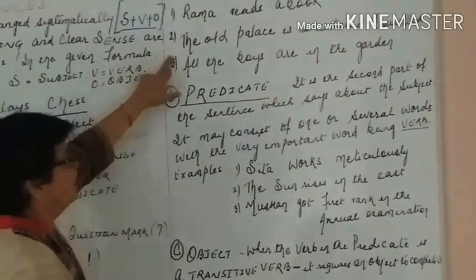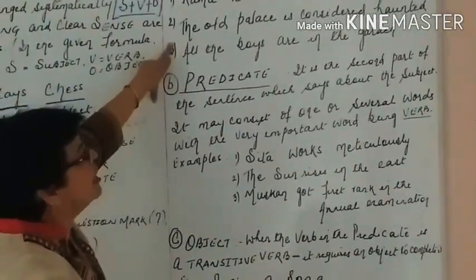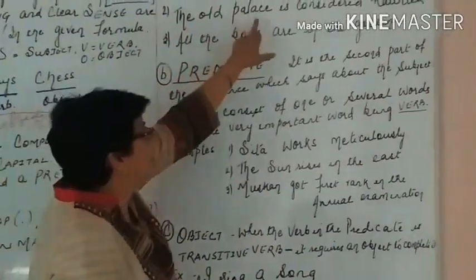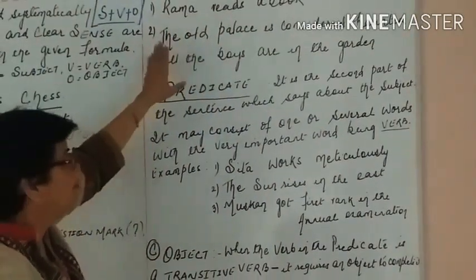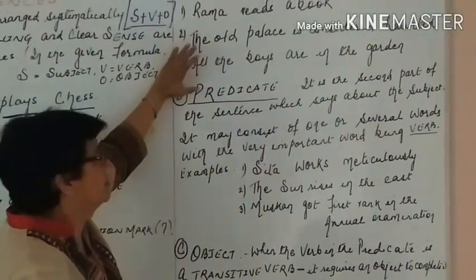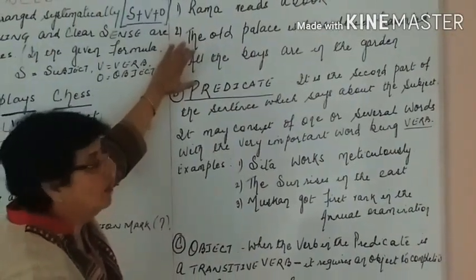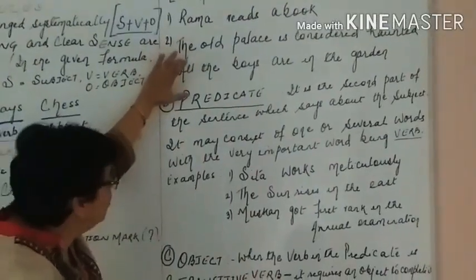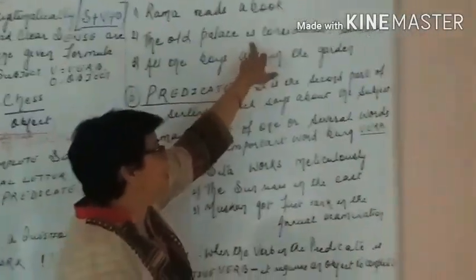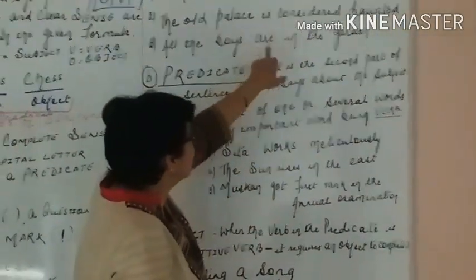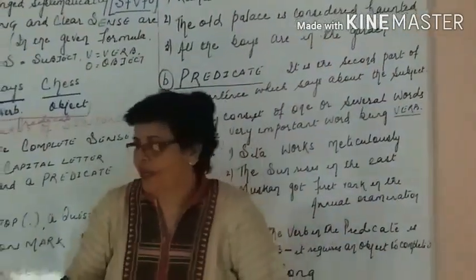Second example. The old palace is considered haunted. Now here, the old palace is a group of words. But again, a noun is the name of a person, place, and so on, and here it is the old palace. What is considered haunted? The old palace. So old palace is the subject. Is this a verb? Considered haunted is an object. And is considered haunted is the predicate. I'm making it very clear to you how it goes.